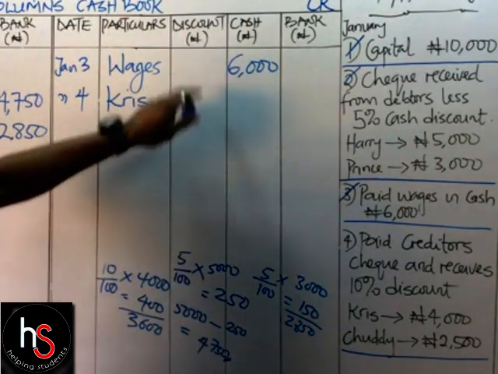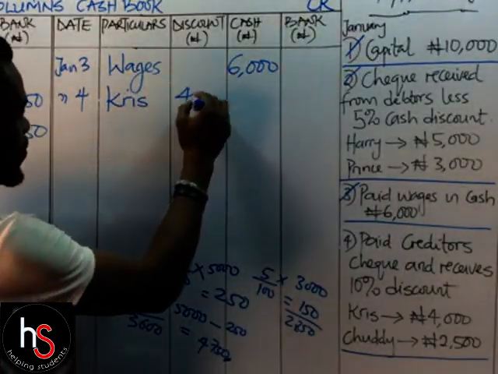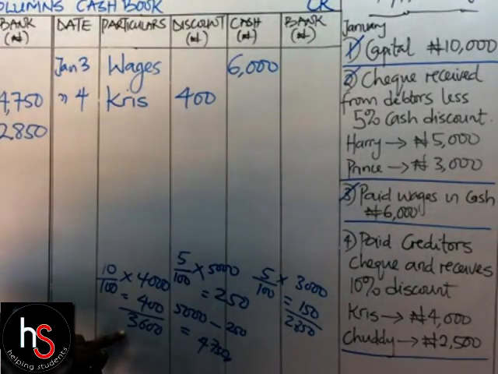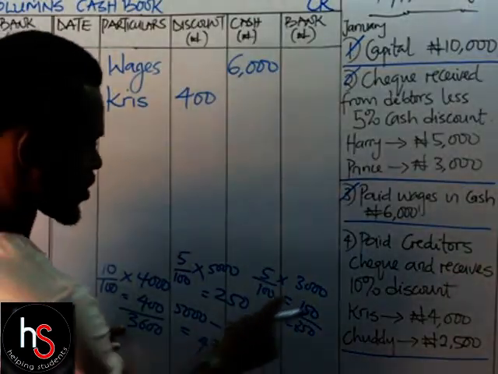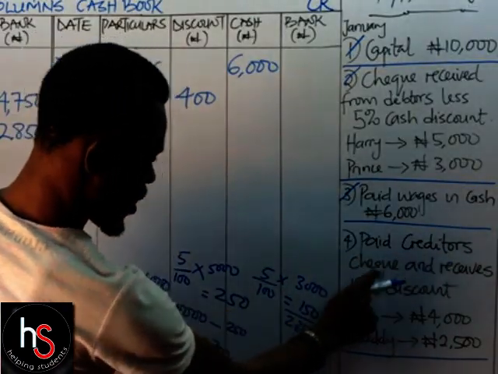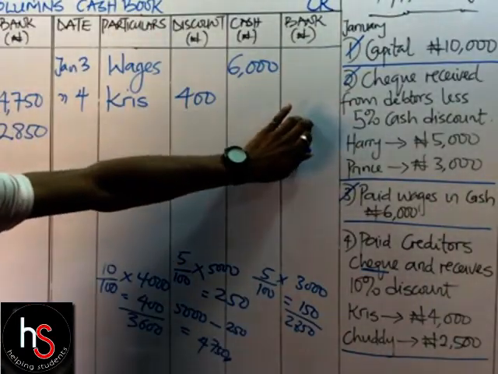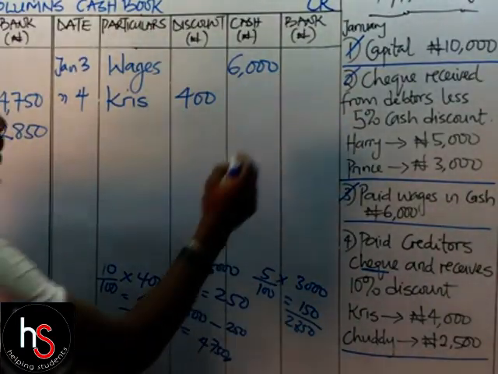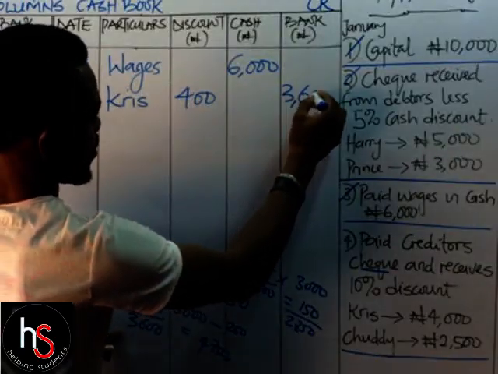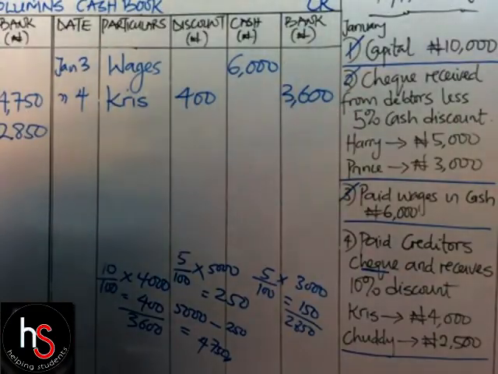We have what? The discount is 400. Then the total is what? 3,600. They said paid creditors check. So because of this check we have here, the entry is going to be recorded under the bank section. So under the bank, we write what? 3,600. Then we'll come to the next one.